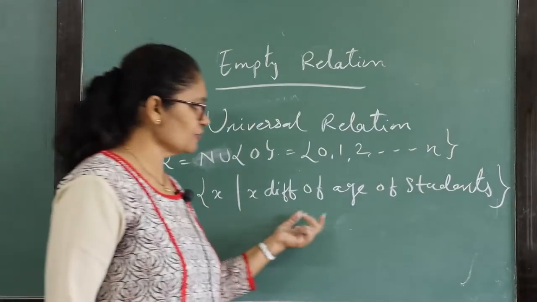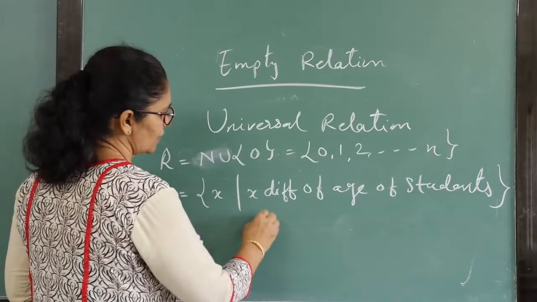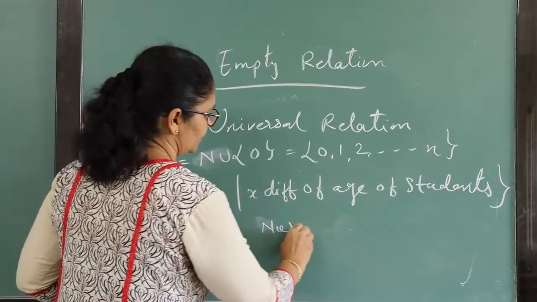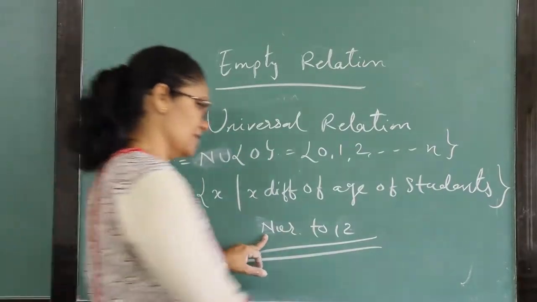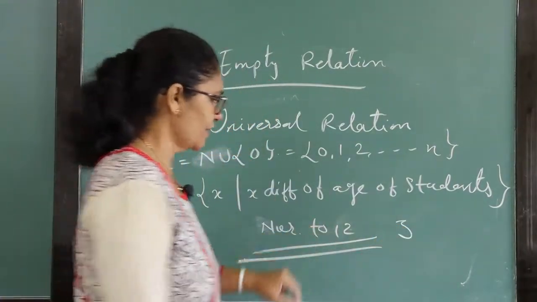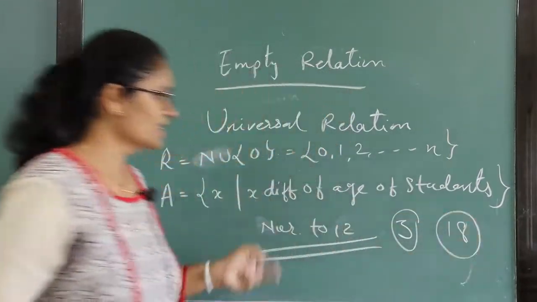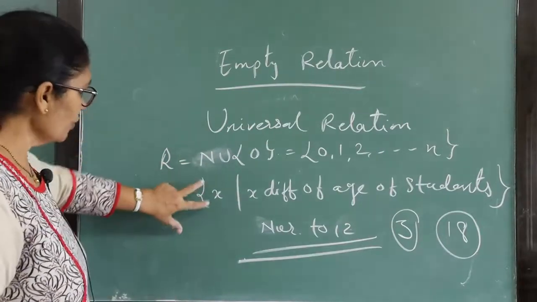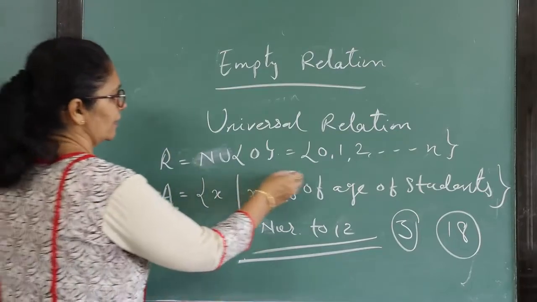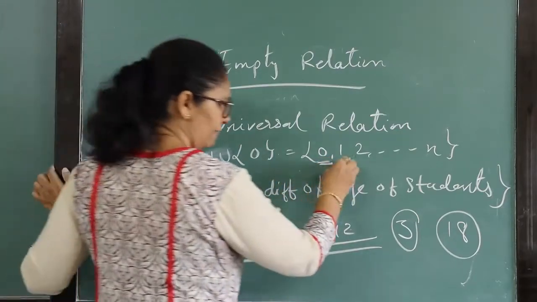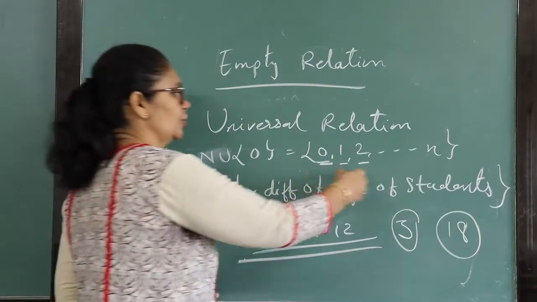Now when you take the difference of age of students, suppose the school from nursery to 12th standard. If we take one student of nursery class, maybe the age will be 3, and in 12th standard the age is 18. So your difference will be maximum 16 or 17 years. If you consider students of the same class, then you get 0 also. If the difference is between two different classes, 11th standard and 12th standard, then 1, 2, and so on.